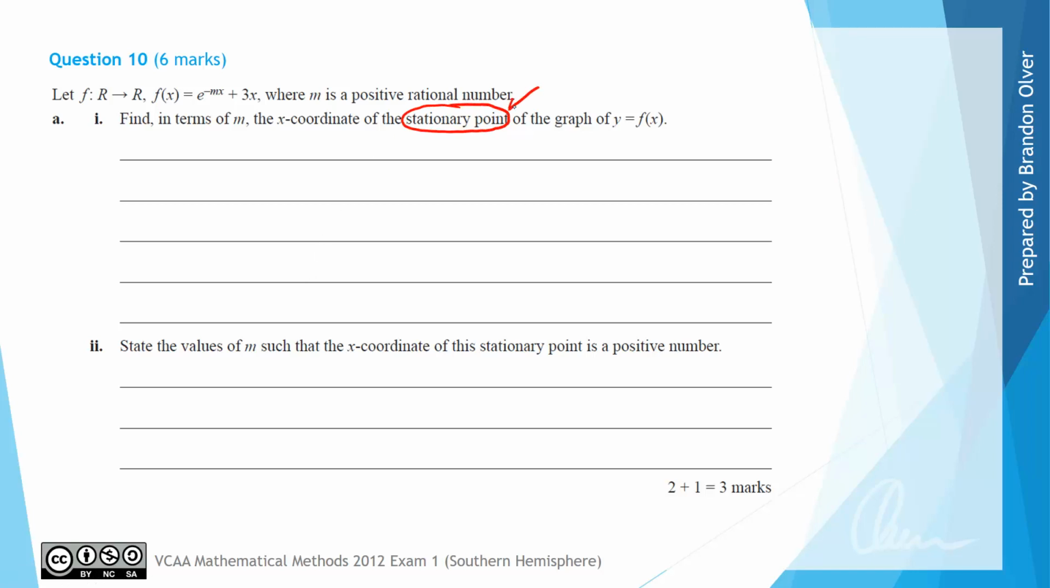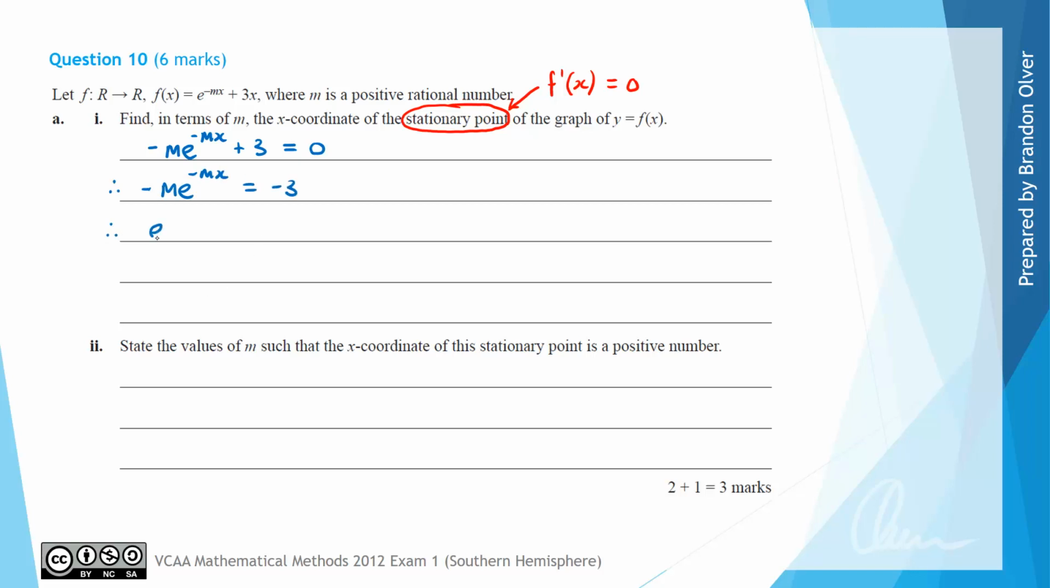Now if we want to calculate stationary points, we need to calculate the derivative f dashed of x equal to 0. So the derivative of e to the power of negative mx is going to be negative m e to the negative mx. The derivative of the plus 3x is just plus 3, and we want to solve that equal to 0. So if we subtract 3 from both sides, we have negative m e to the power of negative mx is equal to negative 3.